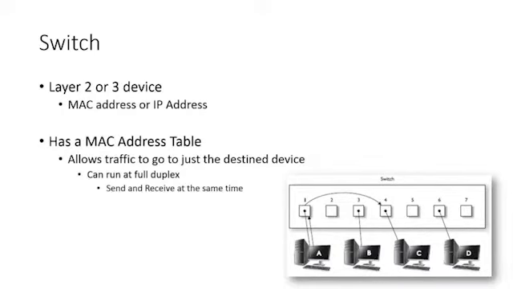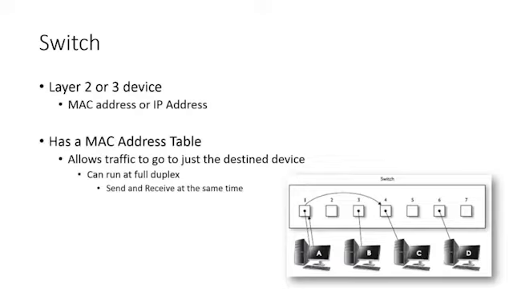Now this is a layer 2 device. It could be a layer 3 device, but what I'm mentioning right now is a layer 2 device. It works off MAC addressing, so it has a MAC address table so it knows where the traffic is supposed to go. That's what helps us with our collisions.